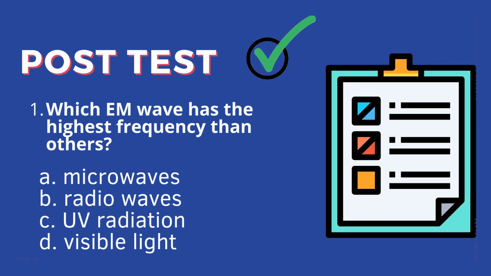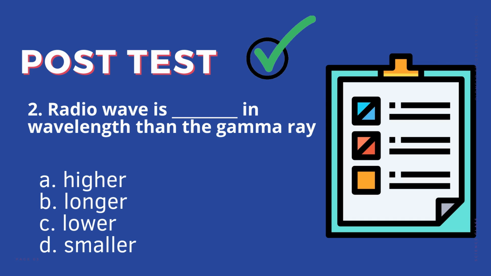Post-test. Number 1. Which electromagnetic wave has the highest frequency than others? A. Microwaves. B. Radio waves. C. UV radiation. D. Visible light. Number 2. Radio wave is a blank in wavelength than the gamma ray. A. Higher. B. Longer. C. Lower. D. Smaller.